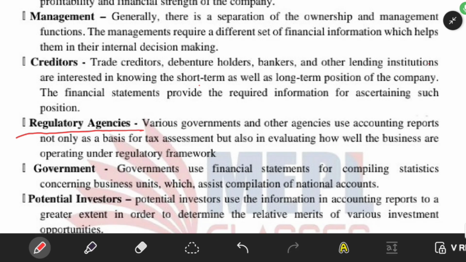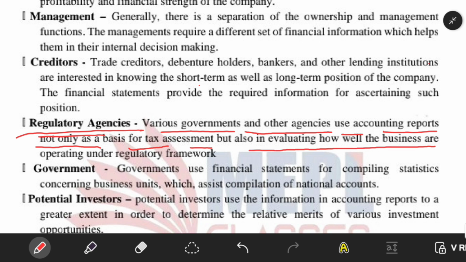Next is regulatory agencies. Regulatory agencies are bodies like SEBI, RBI, the Income Tax Department, etc. Various governments and other agencies use accounting reports not only as the basis for tax assessment but also for evaluating how well the businesses are operating under the regulatory framework. They check whether the companies are following the law, rules, and accounting standards. They use accounting reports to monitor and regulate the financial activities of the business.